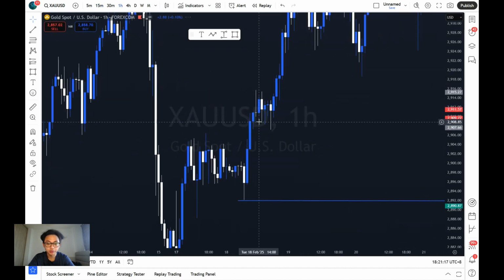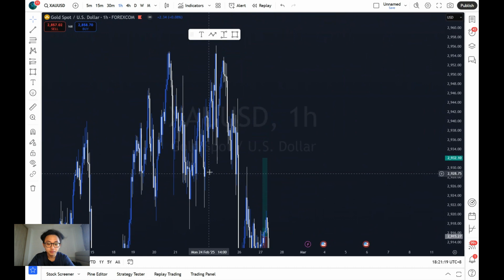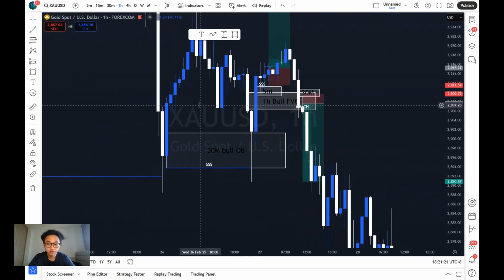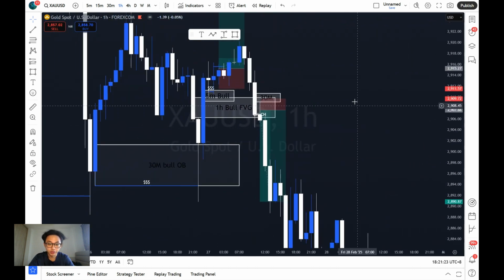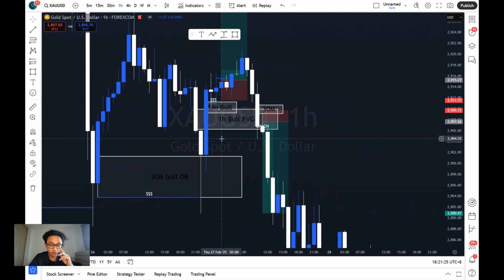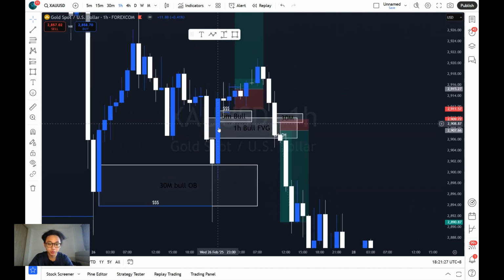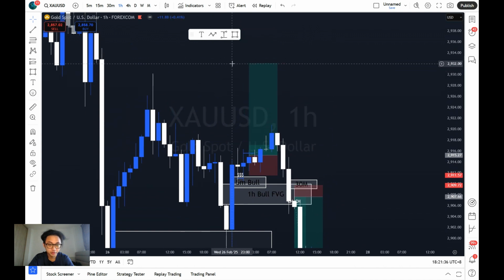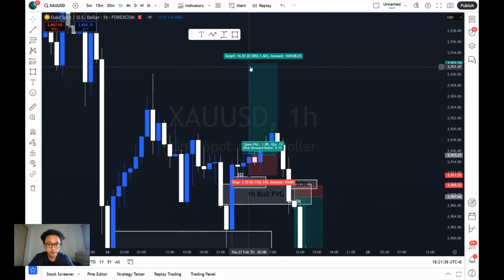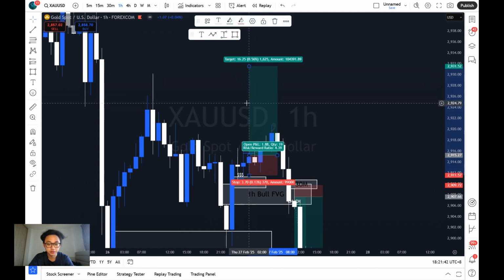So on the 1 hour, you can see that for this buy trade, we created a balanced price range, a 1 hour BPR. So here we mitigated the 1 hour bearish fair value gap with a 1 hour bullish fair value gap. So we can look for price to hit further to the upside. I was targeting this buy side liquidity, but slightly a bit more, because price on gold likes to overrun.